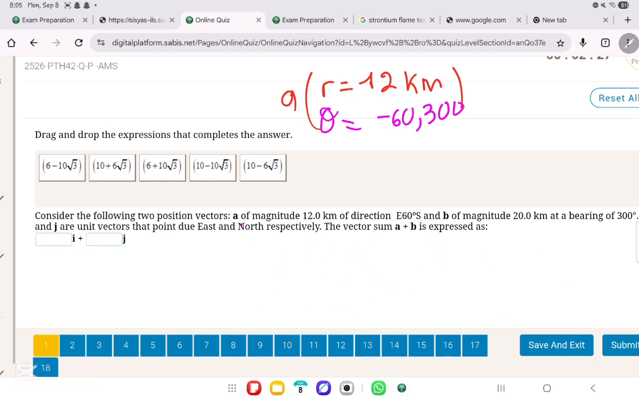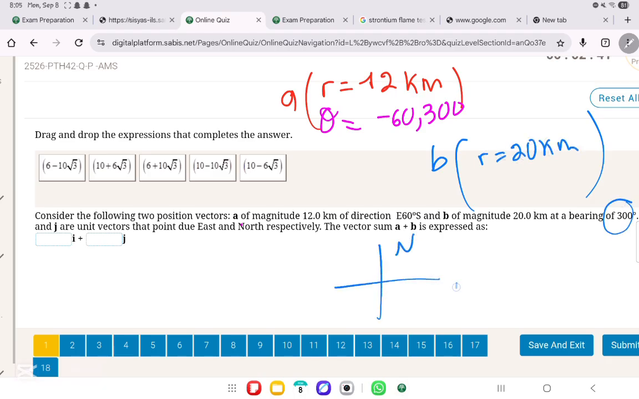So now we have the magnitude of A and the theta of A. We'll move on to B. What did they say about B? They said that B has a magnitude of 20 kilometers and a bearing of 300 degrees. So let's draw. Never eat shredded wheat. A bearing of 300 degrees. That means 90, 90, 90. That's 270 already. What's left is 30 degrees over here.